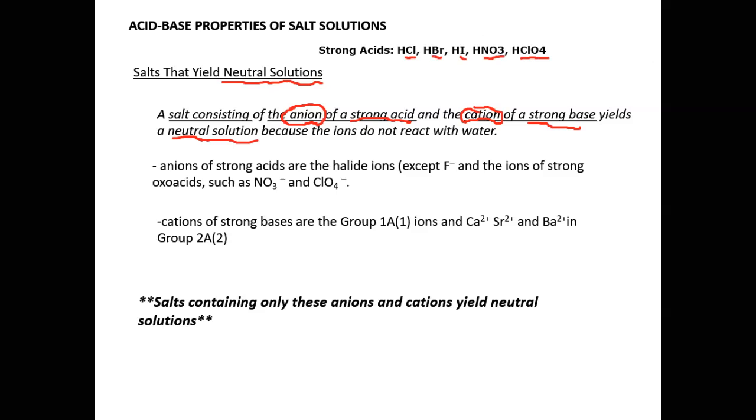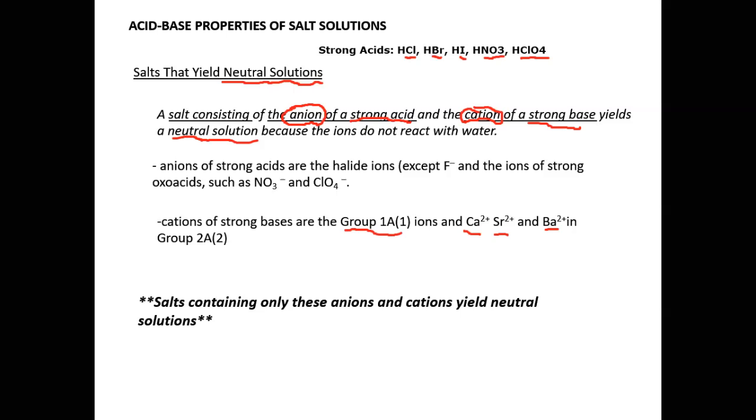Secondly, cations of strong bases. These are going to be your group 1 cations, so lithium down to francium, and then your heavier group 2 cations, calcium, strontium, barium as well. These are neutral cations. They don't affect pH.